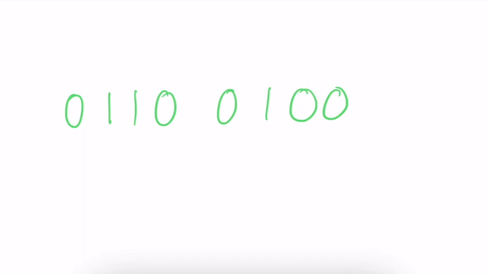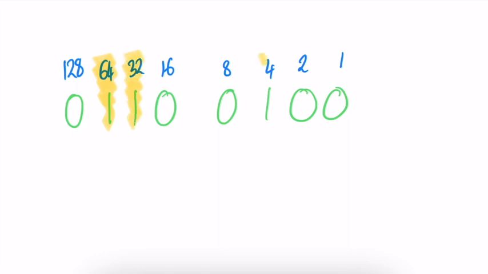To convert this number into decimal, the first thing we're going to do is put in our binary headings, starting at 1 and doubling till we reach 128. I am now going to highlight where the ones are. So we have got a 1 at 64, a 1 at 32, and a 1 at 4. We now need to add the placeholders where these ones are. So 64 plus 32 plus 4. When we add that up, we get the answer 100.